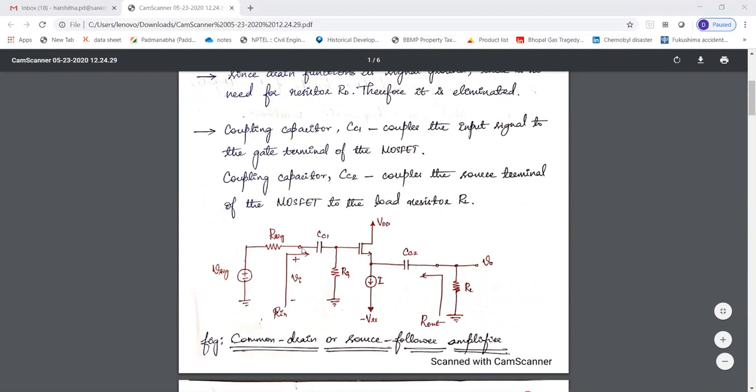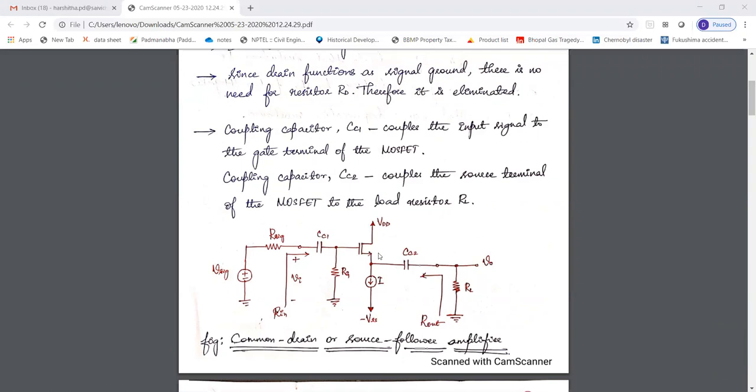Next, you can see here, there are two coupling capacitors, CC1 and CC2. The function of the coupling capacitors is to couple the signal from one end to the other end. The coupling capacitor CC1 will couple the input signal to the gate terminal of the MOSFET. As you can see here, this is the gate terminal of the MOSFET. The input signal V signal is being coupled to the gate terminal by CC1. And the coupling capacitor CC2 will couple the source terminal of the MOSFET to the load resistance RL, you can see over here. Okay, so I'll repeat it once again. The signal V signal is coupled to the gate terminal of the MOSFET via the coupling capacitor CC1, and the signal at the source terminal is coupled to the load resistance RL by the coupling capacitor CC2.